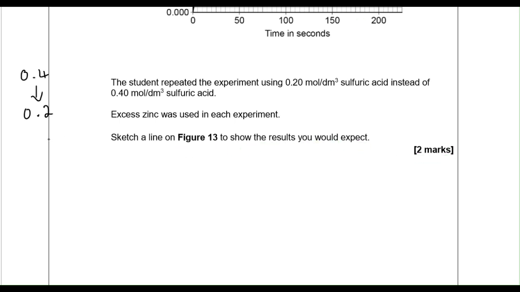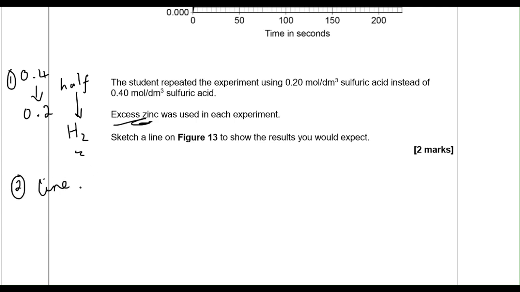So if you look at the concentration, it's gone from 0.4 to 0.2. So the concentration has halved. So there's half the number of hydrogen ions to react with the zinc. So 2 things are going to happen here. It's not going to be as rapid, it's not going to be as fast a rate because the 0.2 is less concentrated, and there should be half the amount of gas produced.